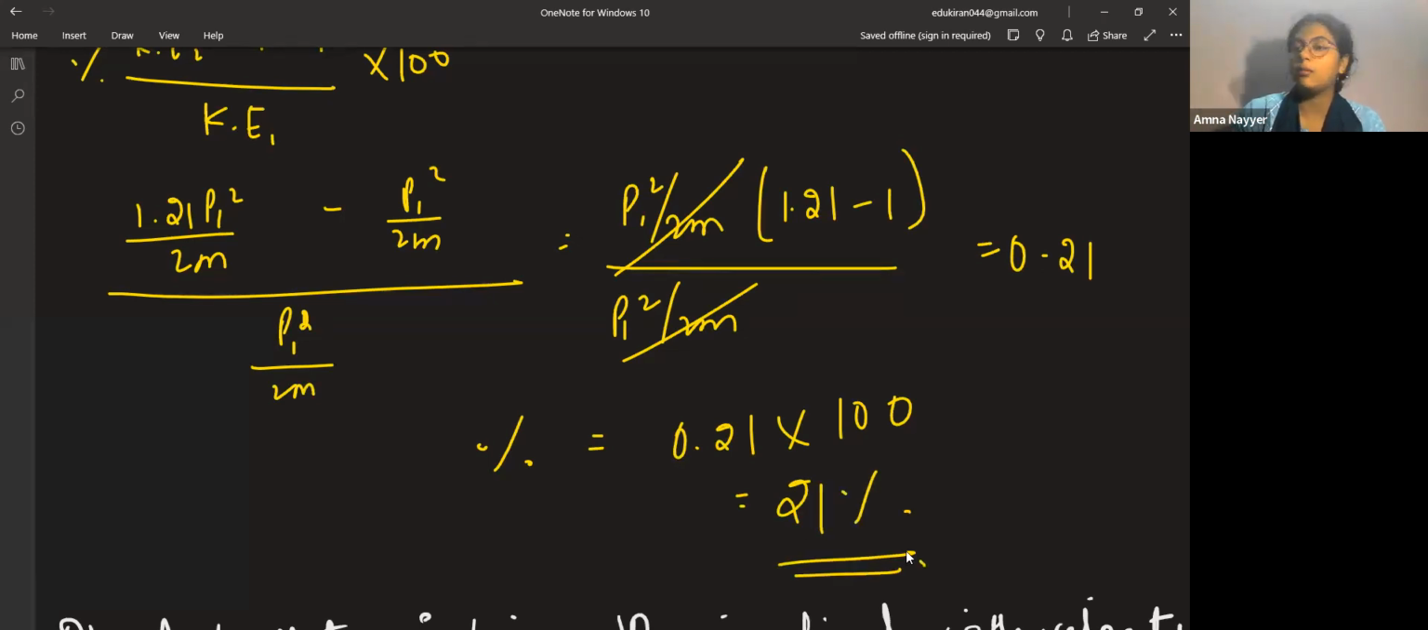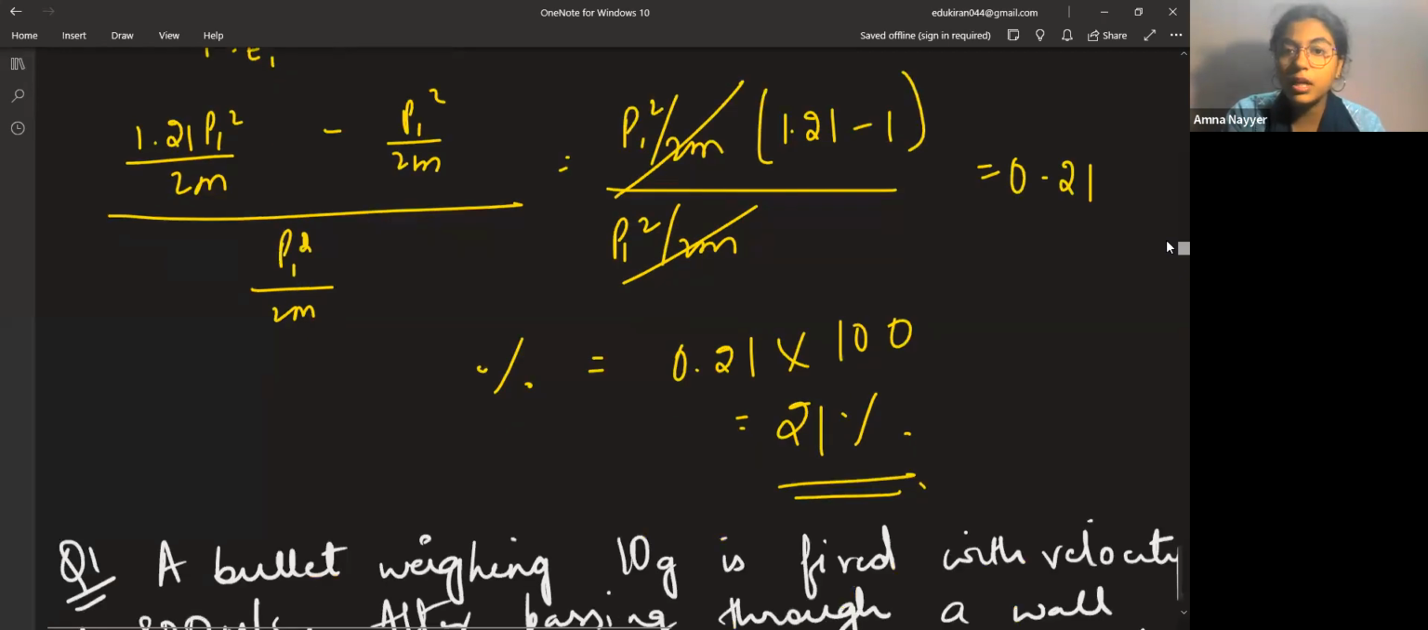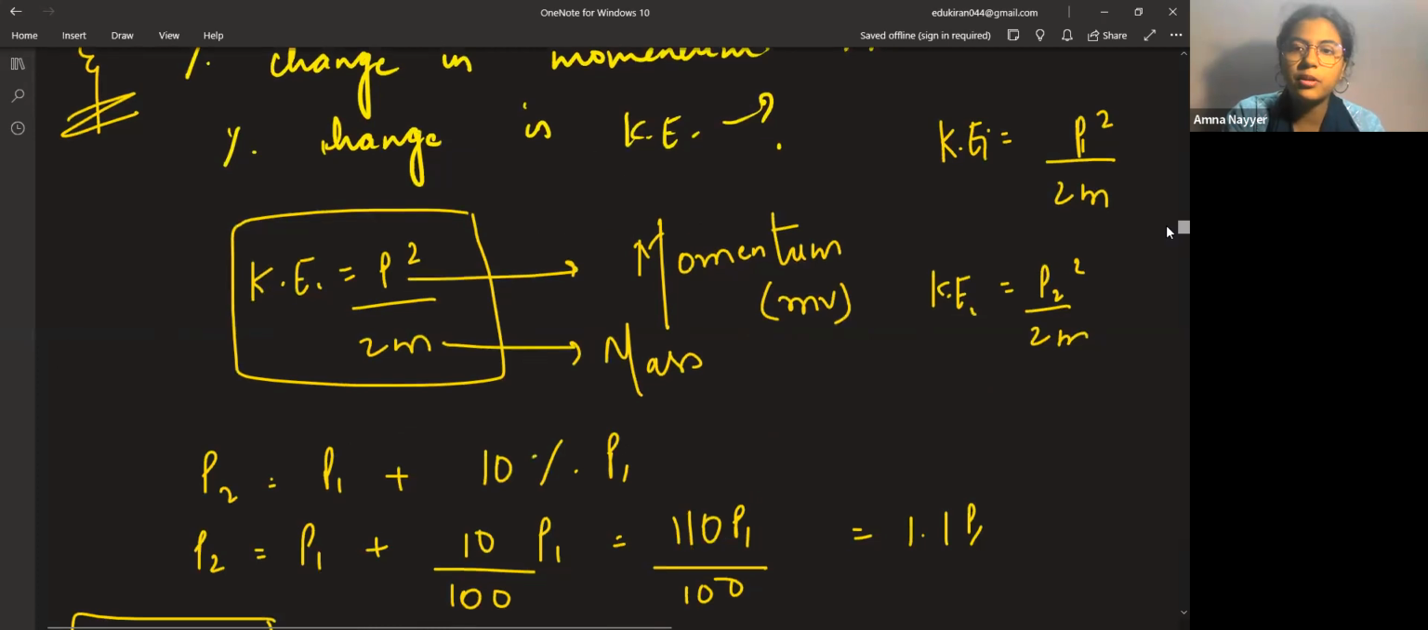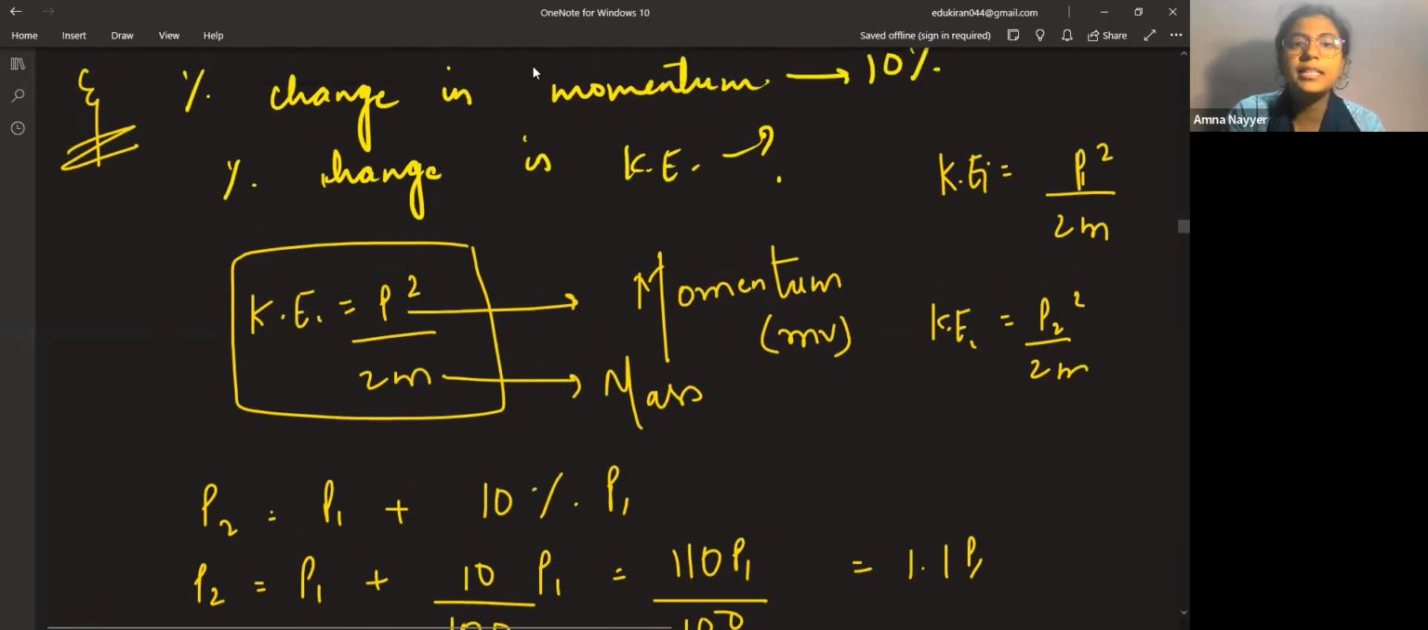Like this, you have to calculate all the questions. Momentum relation with kinetic energy is also very important. One more question also we'll practice based upon the formula for half mv squared and momentum also. Write it down first from here. This is clear now how to use momentum and find out the change in kinetic energy.